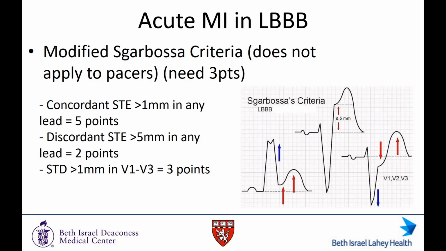Thanks, Jason. I'm very glad you brought up left bundle branch block in MI, because I think there's a misconception that a new left bundle is always a STEMI. It sounds like that's not necessarily the case. And just to mention, concordancy means if there's a negative deflection, the J point is also negative, below the isoelectric line. So if our S is downward, then our J point is also down below our isoelectric line. These would be concordant changes.